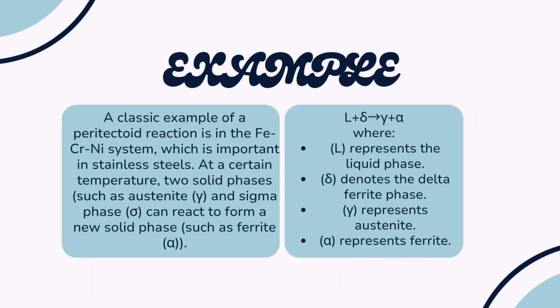A classic example of a peritectoid reaction is in the Fe-Cr-Ni system, which is important in stainless steel. At a certain temperature, two solid phases such as austenite and sigma phase can react to form a new solid phase, like ferrite.